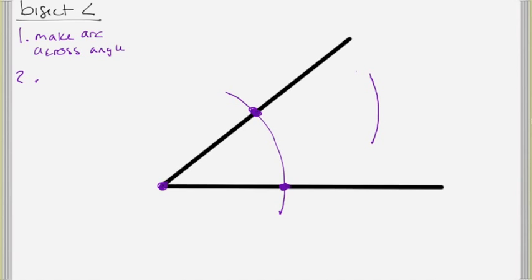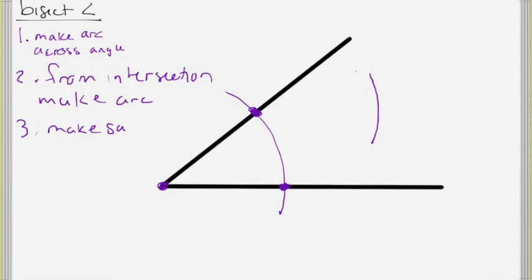So step 2 is from intersection, make arc. Step 3 will be make same arc from other intersection. Sorry, really bad handwriting here, writing with your finger. Usually I blow it up, so it's better, but if I blow it up, it's going to change the scaling of my drawing, and then the whole idea of a compass won't work anymore.